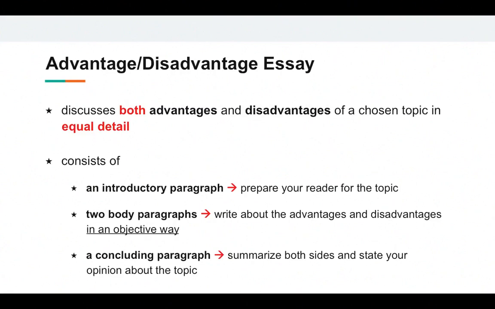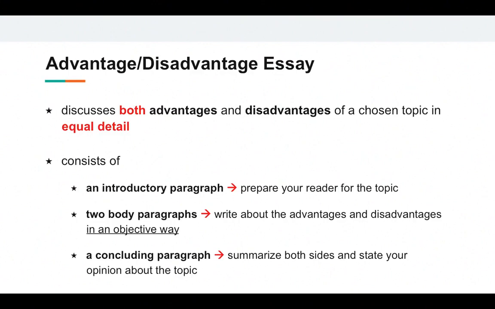As the name indicates, an advantages-disadvantages essay discusses both advantages and disadvantages of a chosen topic in equal detail. It consists of three main parts. Part 1, an introductory paragraph. In this paragraph, you prepare your reader for the topic.